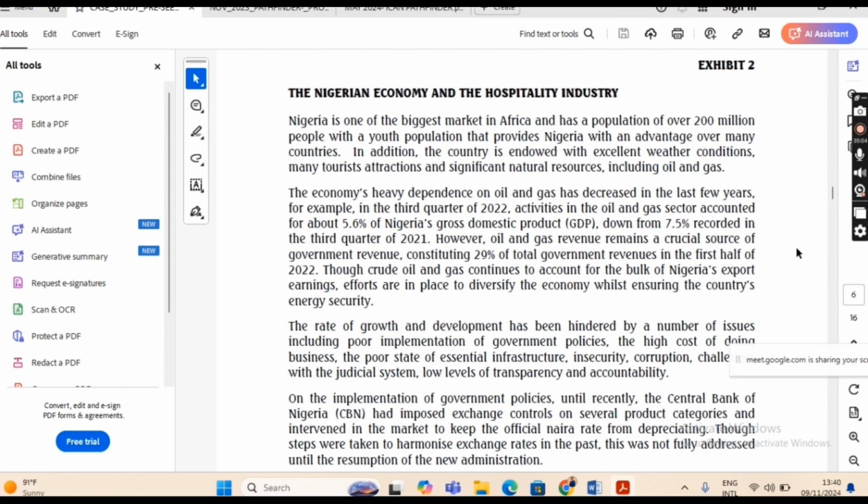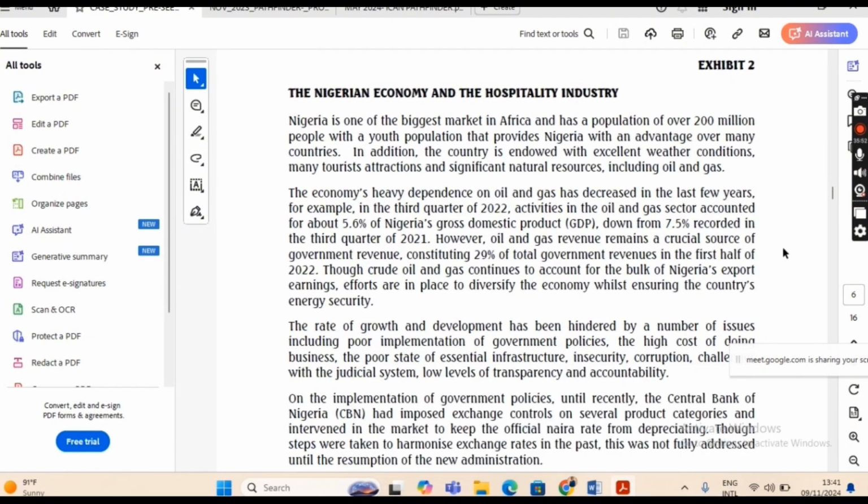History of the Nigerian economy at the beginning. What do you notice? Who can tell me? You can try. We have good weather conditions. This could be an opportunity for the hospitality industry because of the good weather condition, and also the significant natural resources. This could attract more investors to come in, so it will be an opportunity to the hospitality industry.